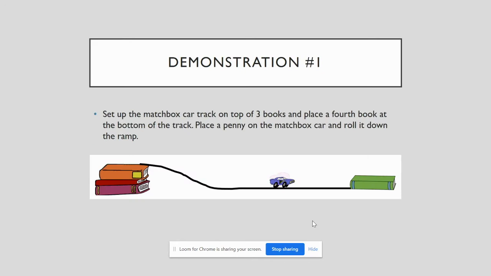All right, we're going to go ahead and look at demonstration number 1. We're going to have a car with a penny on top of it, okay? We're going to see what happens. That car is going to be going at a nice constant velocity once it's down here on a nice flat surface. We're going to say friction is minimal, so it's moving at a pretty constant velocity. And then it's going to hit a book. We're going to look at what happens, and we're going to look at how Newton's law explains this.